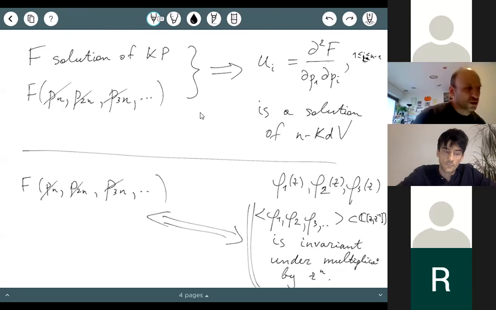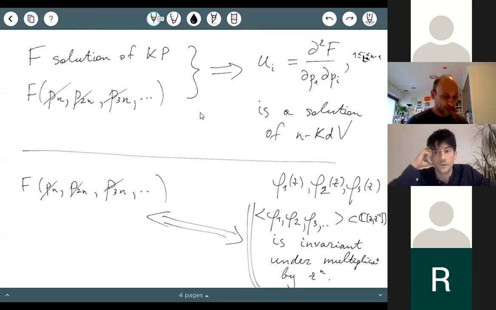So this is the approach that allows you to construct solutions of the KdV hierarchy or other hierarchies easily, without even knowing what the equations are. You don't need to know. If you forgot how to write the equations, it doesn't matter.